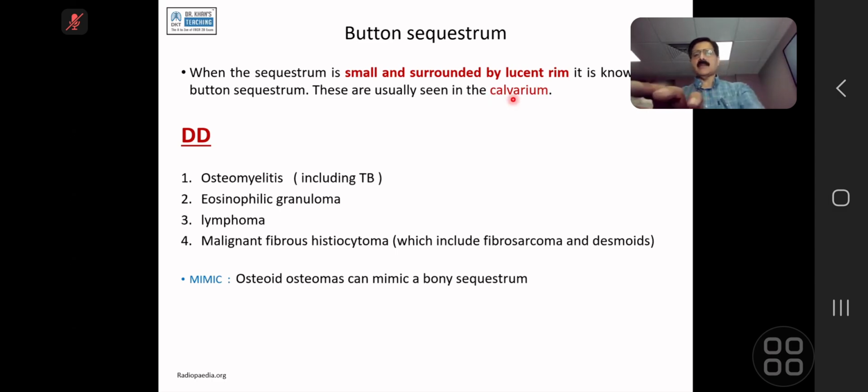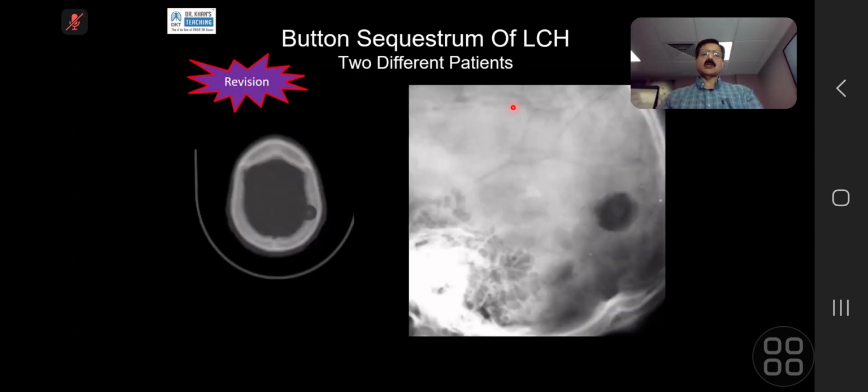In the exam, they will show you this kind of a case. This is a classical 2B case where you will be shown a skull X-ray in which there is a lucency and there is central sclerosis. So this is a button sequestrum. And this is a CT scan of the same thing. And the differential diagnosis, what can it be? So candidate 1, what is the differential diagnosis of button sequestrum?